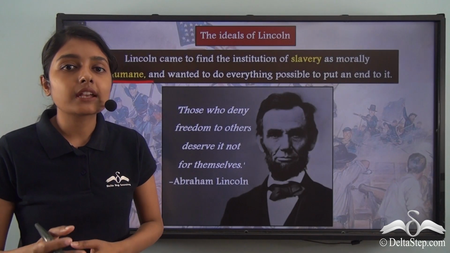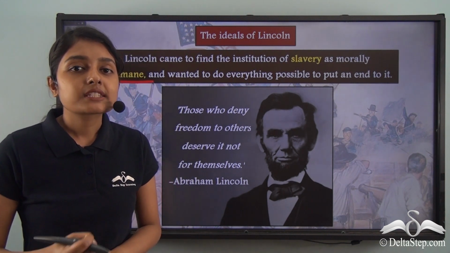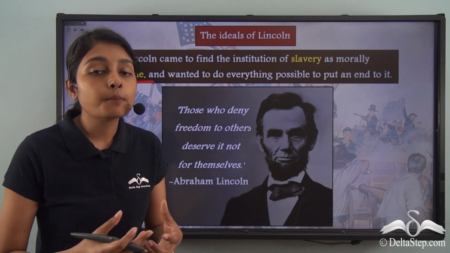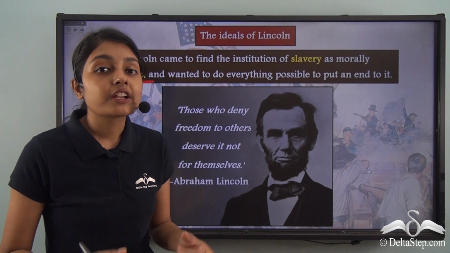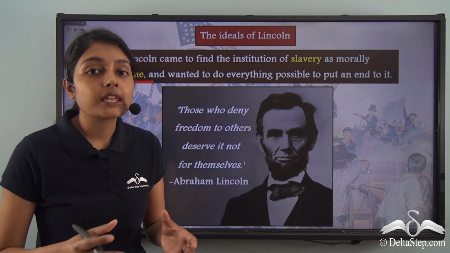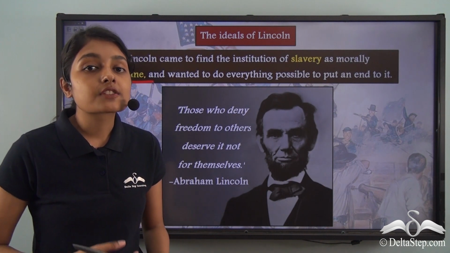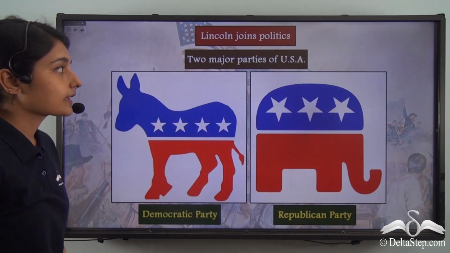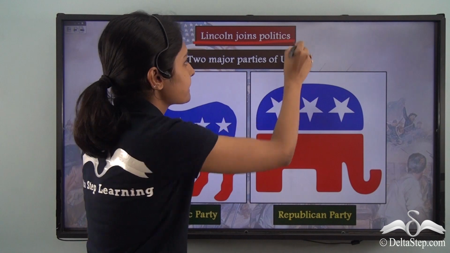Abraham Lincoln knew that this was only what he could achieve as a lawyer. But if he gets to join politics, his impact would be more intense. That is to say, he will be able to achieve greater ends. He will be able to abolish slavery completely. And it is for this reason that Abraham Lincoln now joined politics.